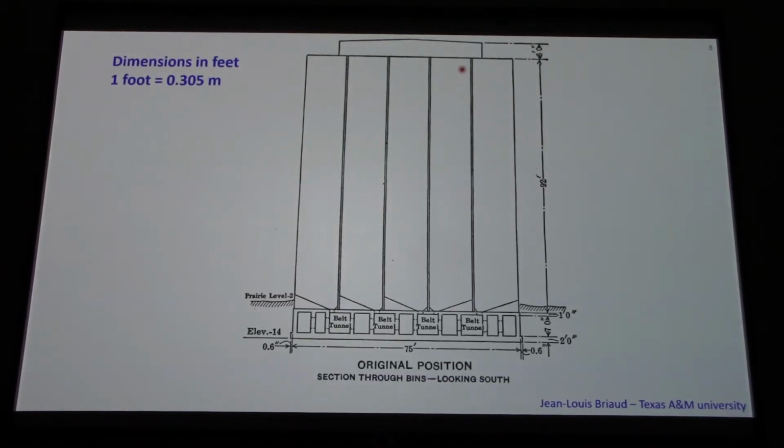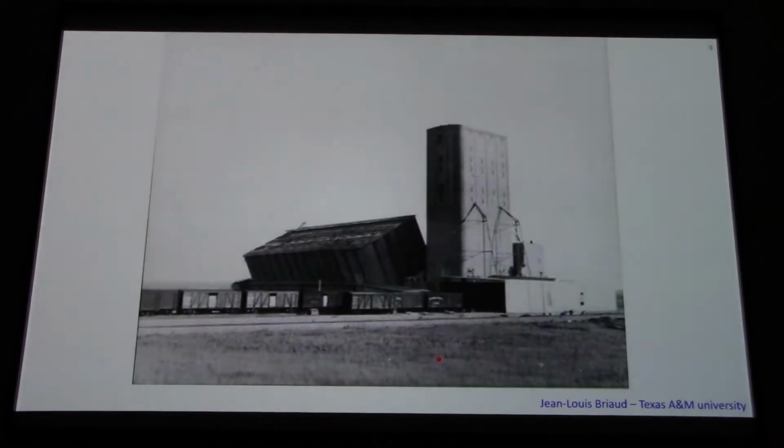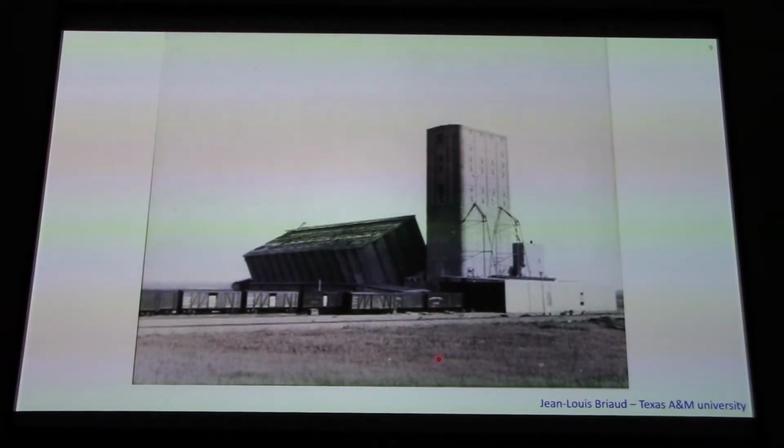So here are the dimensions. So this is 92 feet, about 30 meters high. So 30 meters is about a 10-story building. So this is a pretty big structure. And you see about 25 meters in width. So it's quite big. And here's the failure.